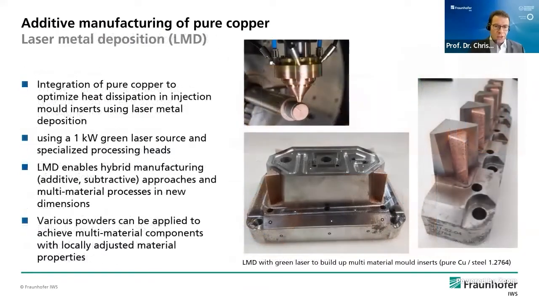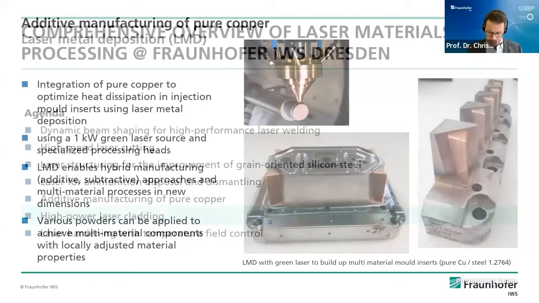Now, a second approach, which is also involving copper, is using copper for hybrid manufacturing using LMD, laser metal deposition technologies. And this is just to give you an example. This is a mold insert using copper additions here on the side. So it's steel, you see the steel here. This has copper additions in order to better control the heat of this part. So this shows another aspect of additive manufacturing we're following, which is multi-material AM.